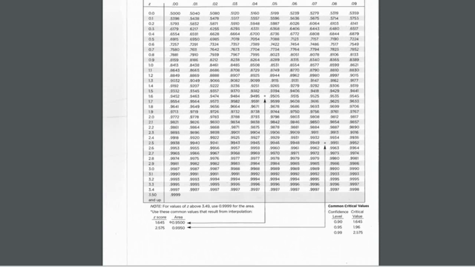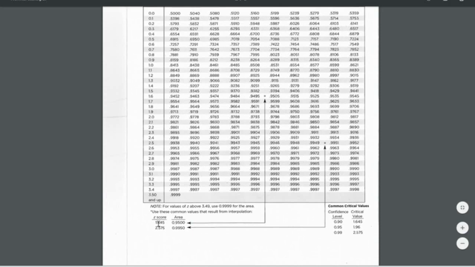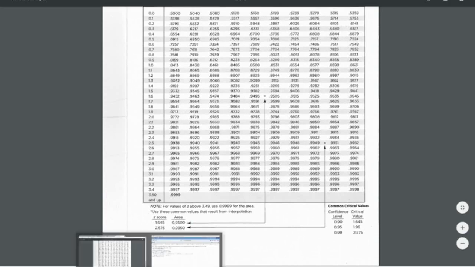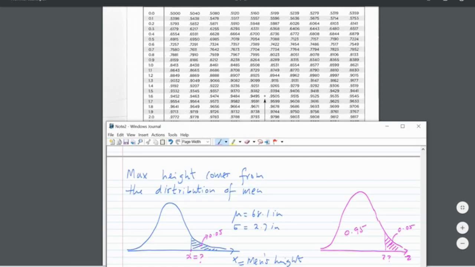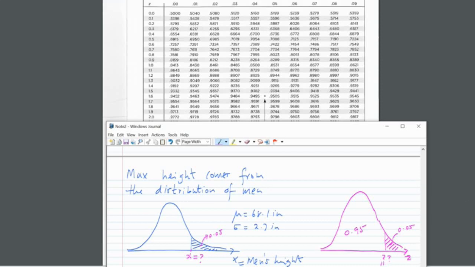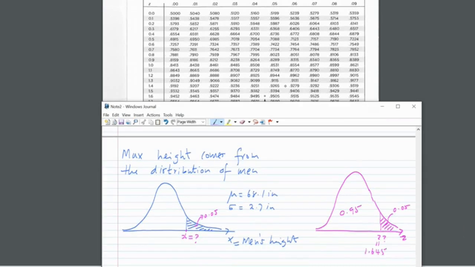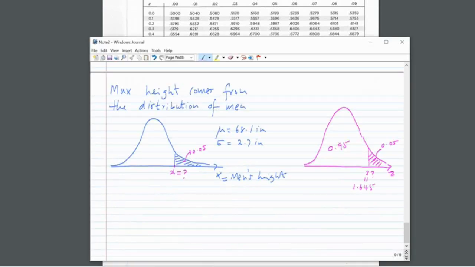It says 0.95 here, right here. So the z value is 1.645. You can see 0.95 is right here in the star, given as a special z value, 1.645. Now we convert this z value to an x value.